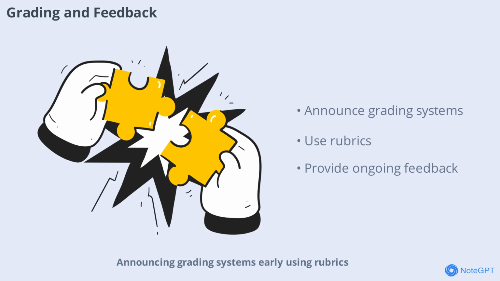Announcing grading systems early, using rubrics, and providing ongoing feedback are essential for transparency and student growth. Clear communication about expectations helps students understand how they will be evaluated and what they need to improve. Regular feedback supports continuous learning and helps students stay on track.